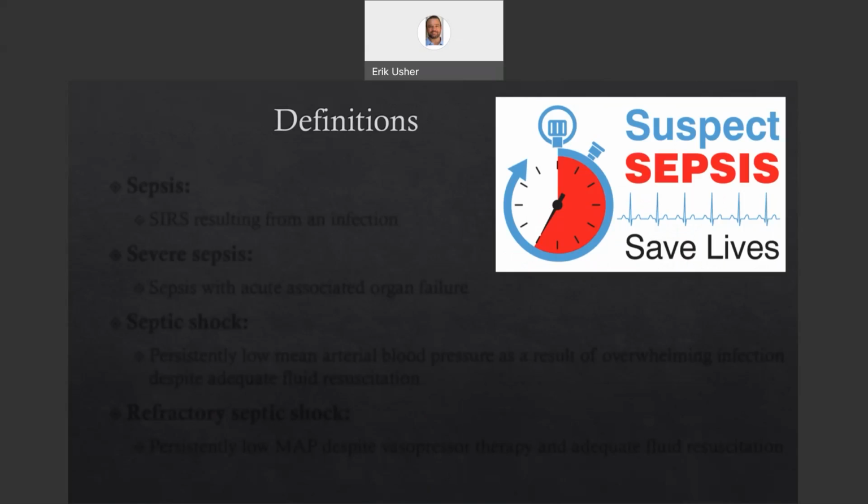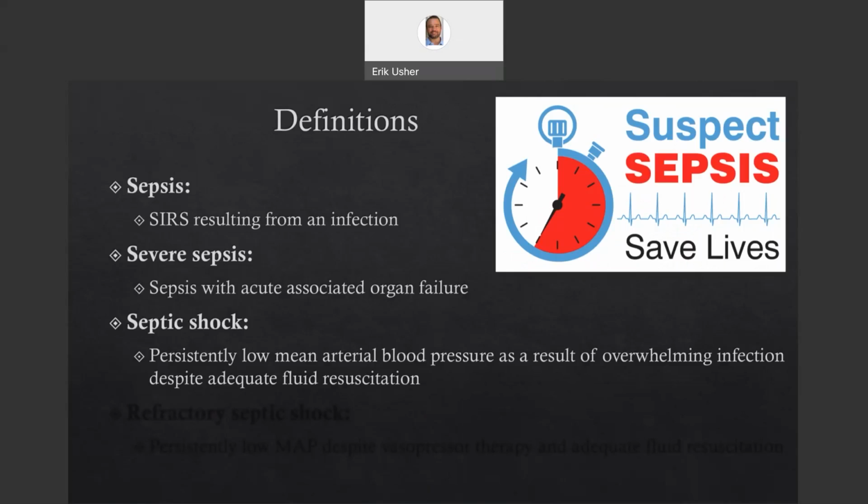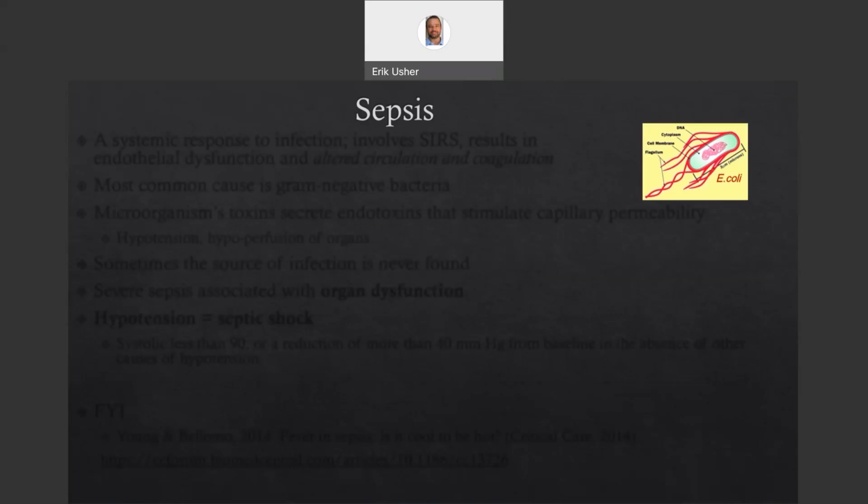We saw that there. So again, SIRS resulting from an infection; sepsis with acute associated organ failure; and septic shock, persistently low mean arterial blood pressure as a result of overwhelming infection despite adequate resuscitation. Then you can have a refractory septic shock, where it's just persistently low MAP despite vasopressor therapy and adequate fluid hydration. We're treating them, but they're not responding.